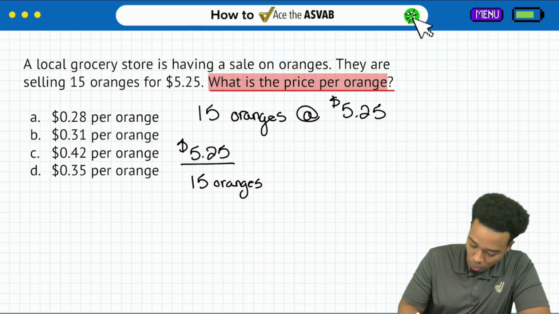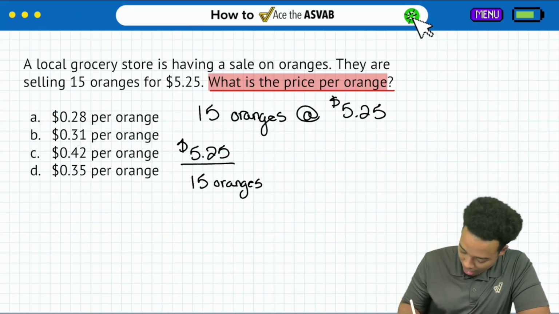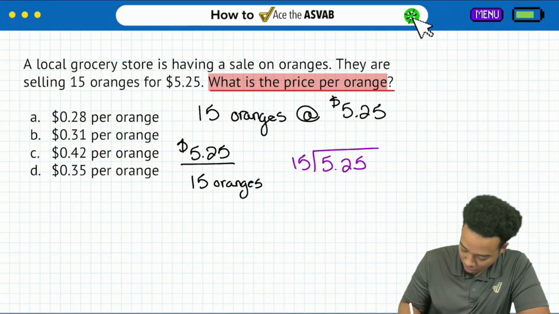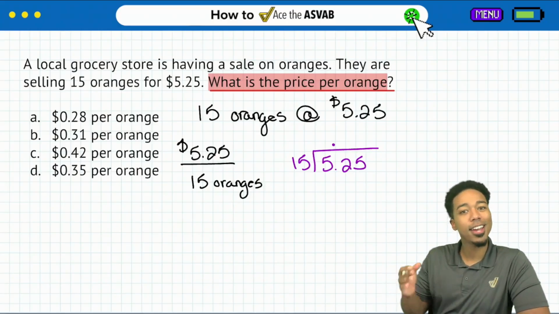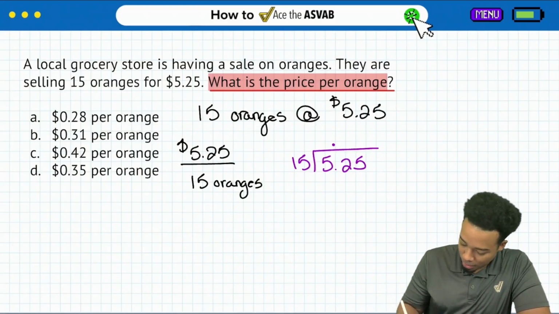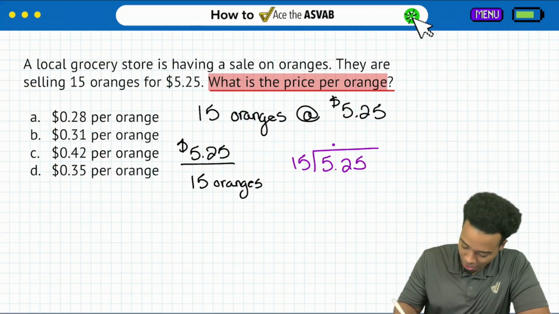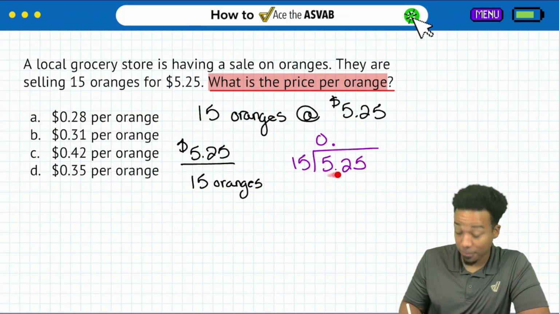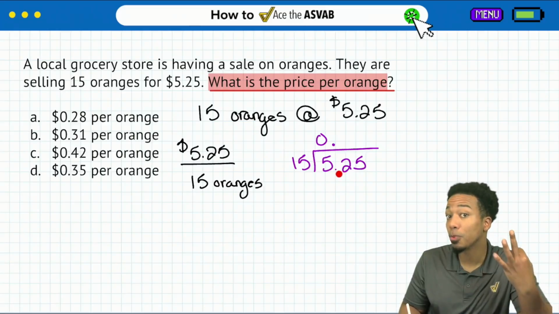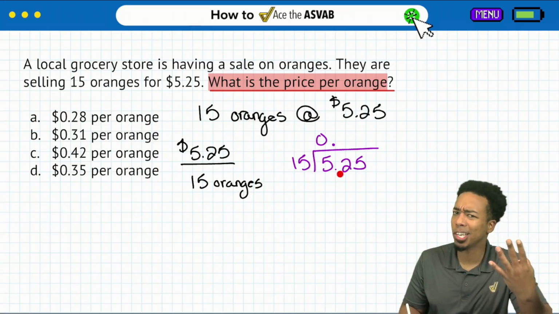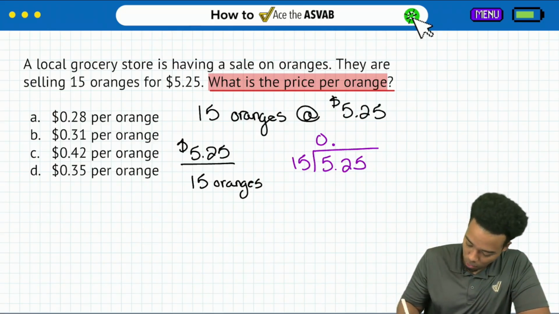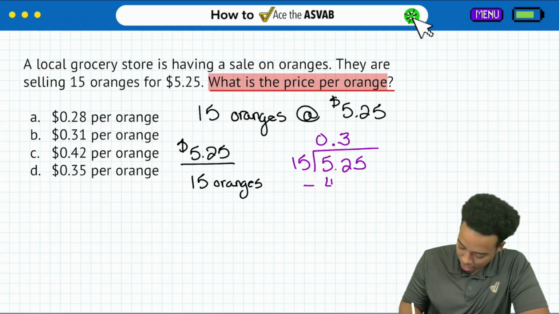So here, let's go ahead and do some long division. So we'll have 15 going into 5.25. Let's put that decimal place right there where it is. And now let's have some fun. So here we go. 15 goes into 5. Well, it doesn't. So we'll just go ahead and start off by putting a 0 right here. Then up next, we have 15 going into 52. That's 3 times. 3 times 15 is 45. 4 would be 60. That's too much. So here we are going to have 3. 3 times 15 again is 45. We are left with 7 as the remainder.